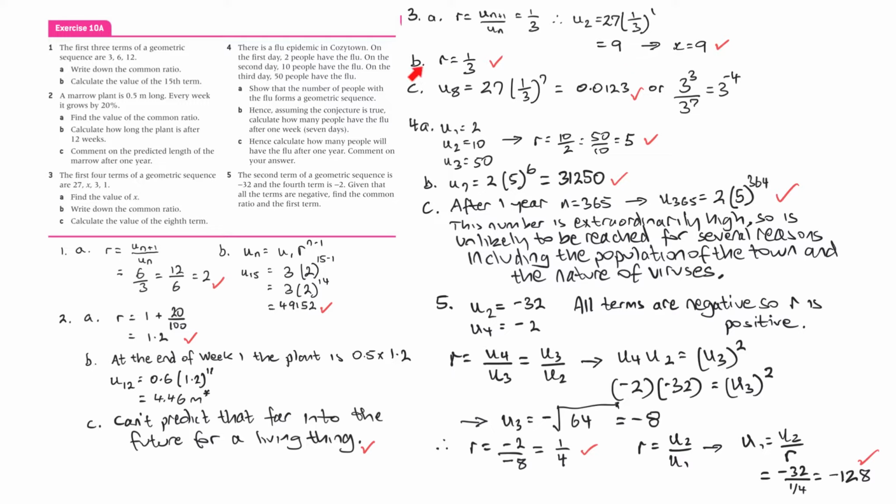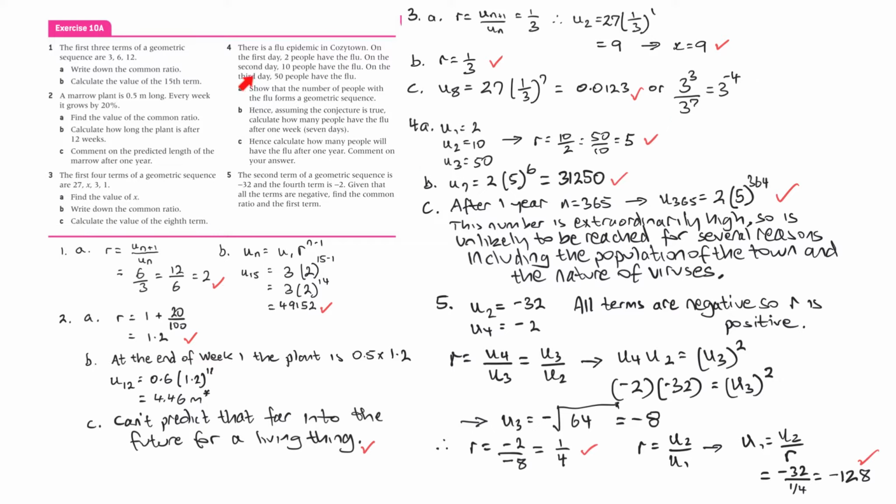Okay. B, find r. r is 1/3, so it looks like they probably set up x over 27 equals 1 over 3 and solve for x. Right? x over 27 equals 1 over 3. You can always do it that way as well. C, calculate the value of the eighth term. Well, we know r, we know the first term, so we can just put u8 equals 27, that's u1, times r to the 8 minus 1, which is 7. That's the answer there, which is actually the same as that. Okay, so that is actually 3 to the power of minus 4.